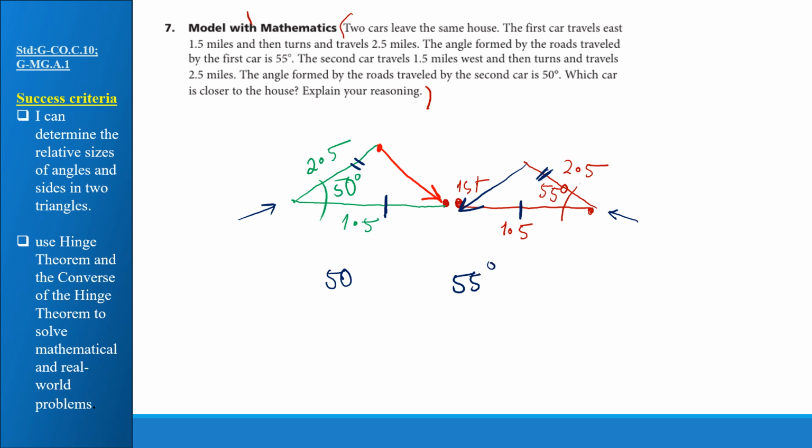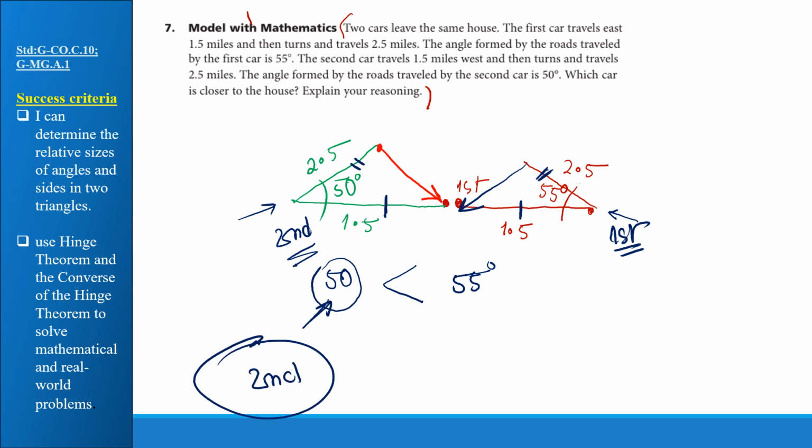Okay, so which one is the bigger angle? The bigger angle is 55, which means that the second car, this is the second car, right? And we are talking about this one as the first car. So the second car is closer to the house. The reason is that its included angle is less than the included angle of the first car. So the second car will reach home faster than the first car.